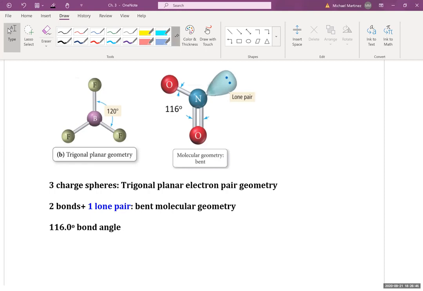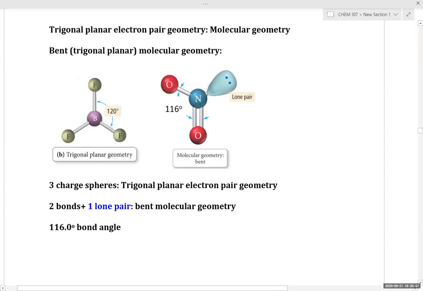This is the variation of the trigonal planar geometry, and it's known, based on the creative name, as the bent trigonal planar molecular geometry. This occurs when we have 2 bonds and 1 lone pair. Well, when I say 2 bonds, I mean 2 bonded atoms. And we have a bond angle of 116 degrees.